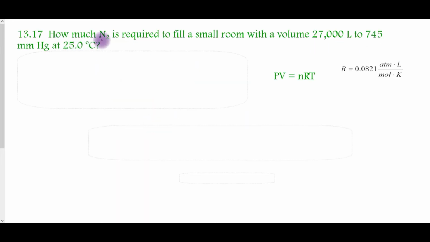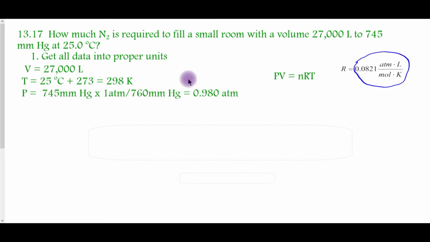This problem asks how much nitrogen is required. We have a volume, a pressure, and a temperature. Notice there's only one set of conditions. That tells us we need to use the ideal gas law. The first thing to do is get everything into our proper units. The ideal gas law dictates our units. We have volume in liters, convert temperature to Kelvin, convert pressure to ATM. Once everything is in proper units, substitute into the equation.